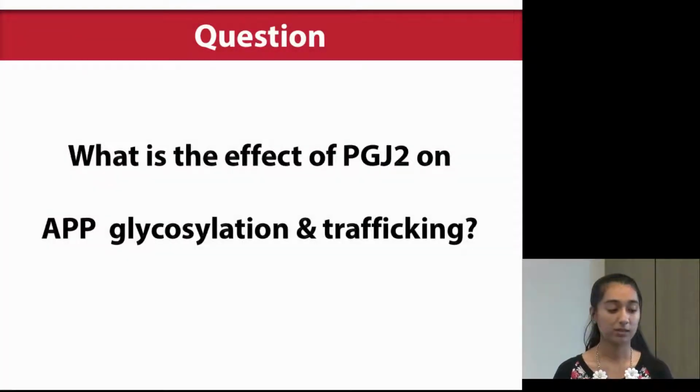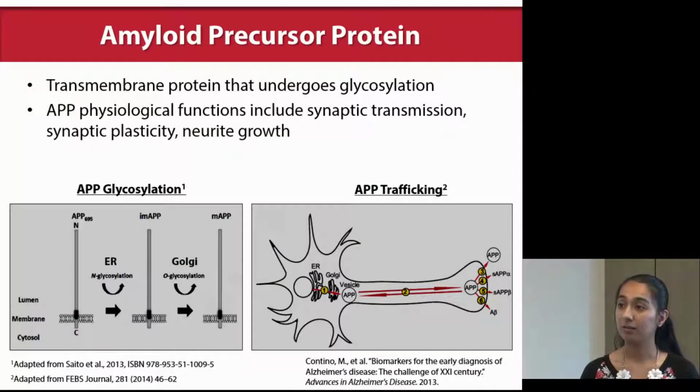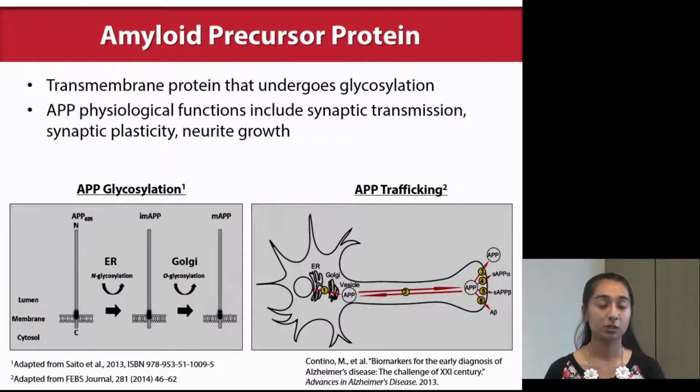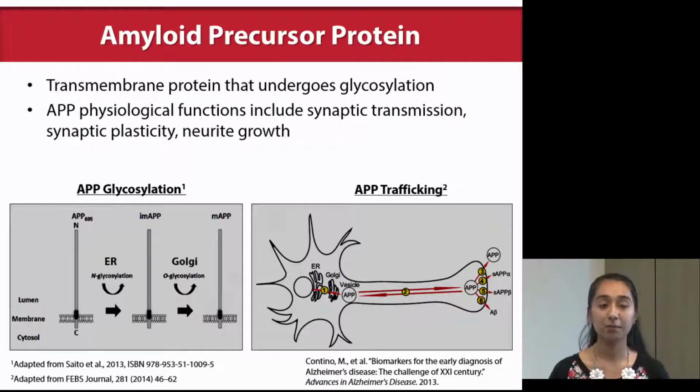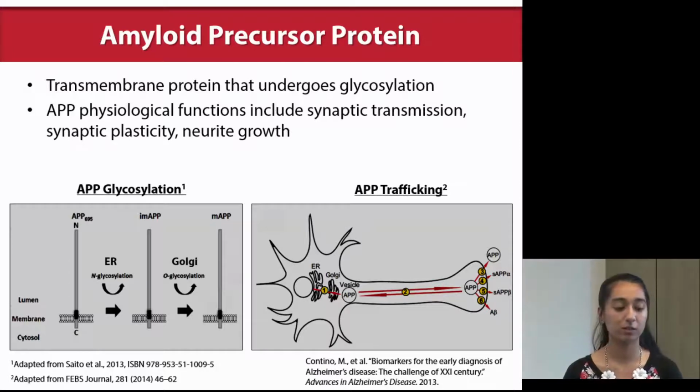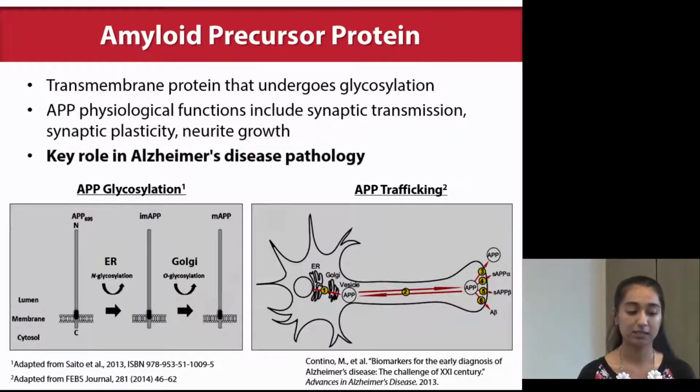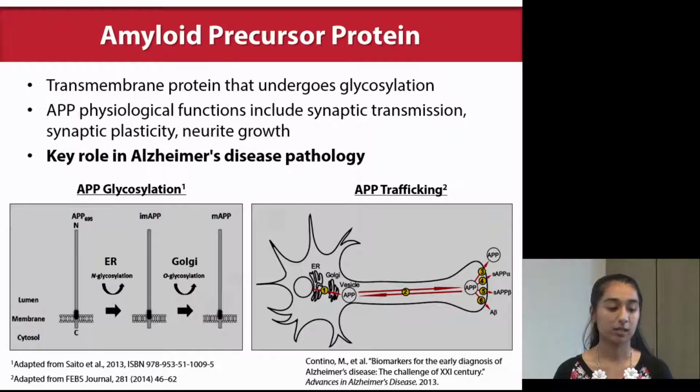So the question that is proposed is: what is the effect of prostaglandin J2 on APP glycosylation and trafficking? Some background about the amyloid precursor protein is that it's a ubiquitous receptor-like transmembrane protein that undergoes glycosylation as one of its post-translational modifications. APP's physiological functions include synaptic transmission, synaptic plasticity, and neurite growth, and overall it's highly neuroprotective. It plays a key role in Alzheimer's disease pathology because its incorrect cleavage causes the formation of the plaques.